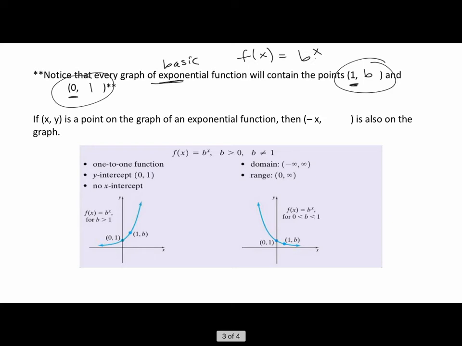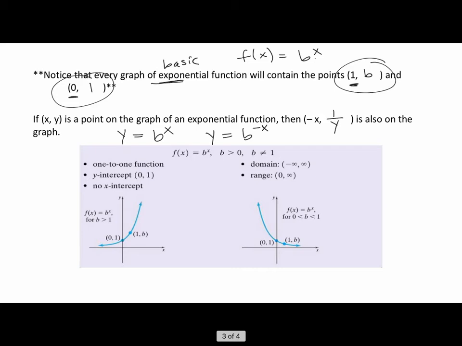So if x, y is a point on the graph of an exponential function, what if you have negative x instead? So if y equals a base to the x power, what if you have a negative x? What's going to happen there? You're going to have the reciprocal of y, because that's what that negative exponent does. It reciprocals whatever your value is.